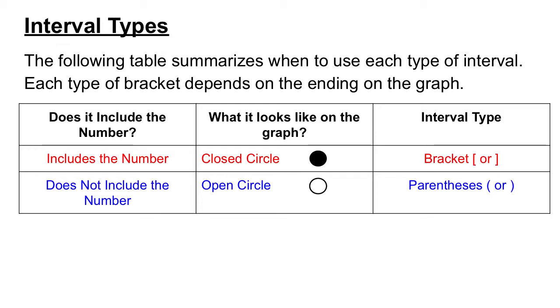The following table summarizes which type of interval to use for your graph. If it includes a number, then we use a closed circle, so a circle that's shaded in. And when we do that, we use a bracket, so it's one of these two. Versus if it does not include the number, which is shown as an open circle, we would use a parentheses. And the type of bracket or the type of parentheses depends upon which end of your interval you're talking about.